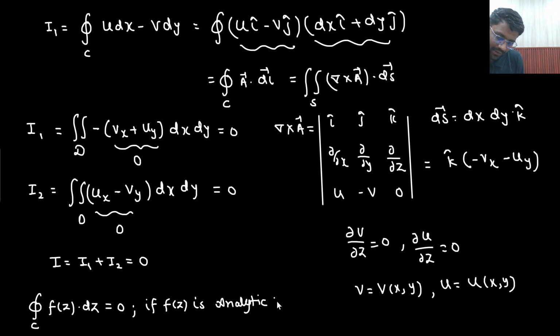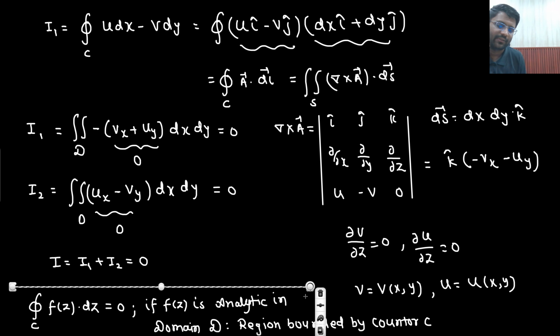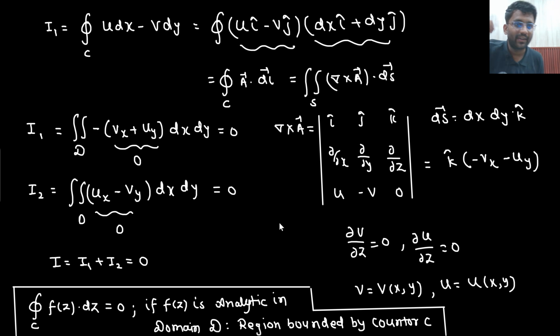Now what is domain D? Domain D is nothing but the region bounded by contour C. There you go. This is the conclusion that we have made. A very, very important conclusion, that the closed line integral is coming out to be 0. Now, if the closed line integral is coming out to be 0, what does that mean? That means the integral will become path independent.